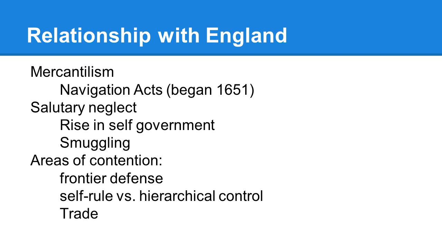So overall, right away in the 1600s, when the colonies are first forming, you've already got all these reasons that the colonies, all 13 of them, are starting to get upset with England and seeing that relationship being strained.